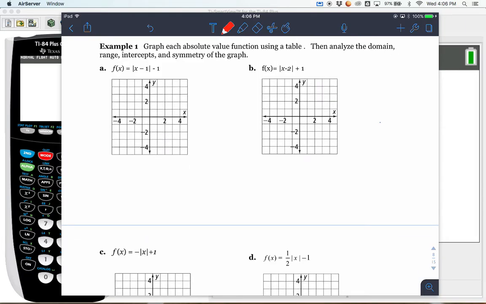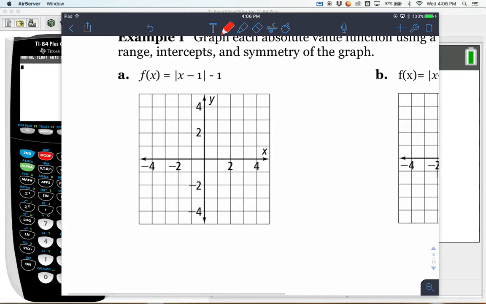For these first couple of examples, we're going to look at what happens when you start messing around with the different numbers. Today we're going to focus on making a table for these, but tomorrow we'll get into some of the rules, and we might touch on it a little today, the different rules and what the different numbers actually do to the parent function to make the graphing a lot easier. But let's stick with tables for right now.